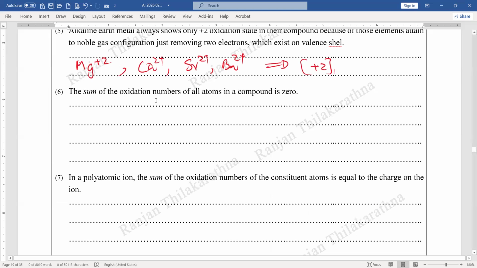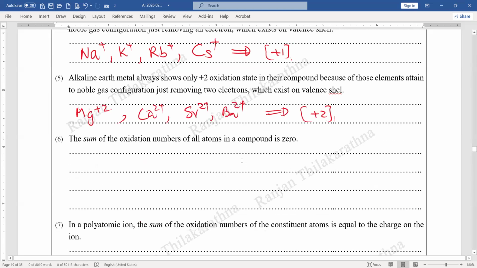The sum of the oxidation numbers of all atoms in a compound is 0. See here, if we have HCl, this is +1, this is -1. So the sum is 0. If you take KMnO4, here +1, here +7, here -2 into 4, altogether 0. Sum is 0.